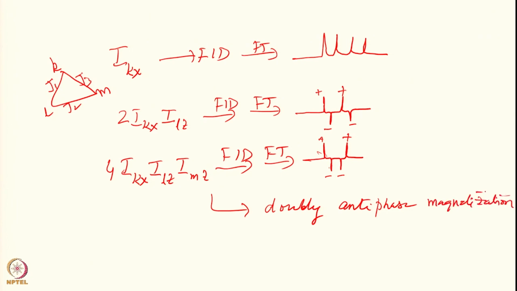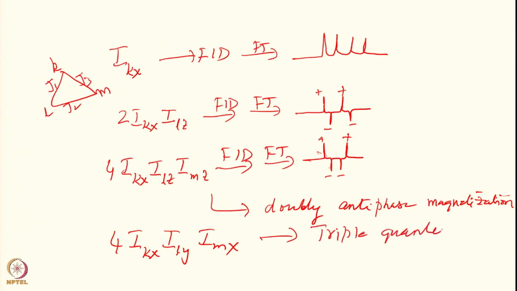Alright, then let me also write one more term to complete the story here, IKX ILY IMX, or any combinations of those. If I write like this, these are called triple quantum coherences. Once again, this will not be directly observable, these will have to be converted into single quantum coherences before you can observe, and then we will generate the various kinds of spectral features as I indicated for the different terms.